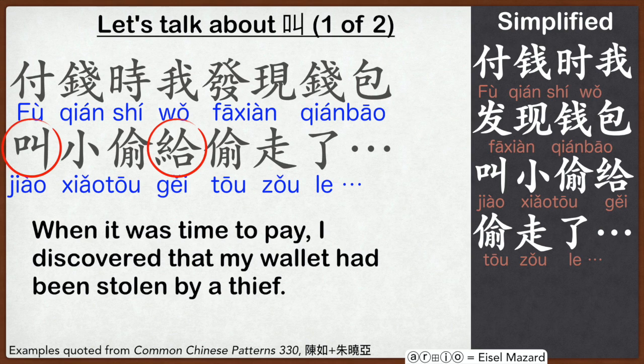You can guess because you probably know the word 钱. So 钱包 is wallet or something like that. A wallet, I think it could also be a purse. Anything that contains money like that. I discovered that my wallet had been stolen.